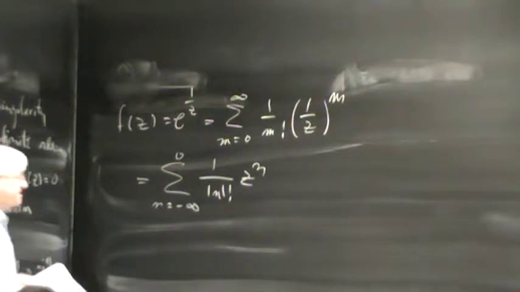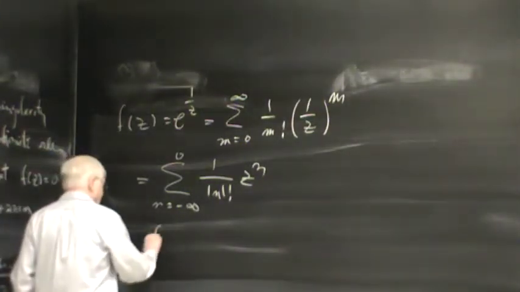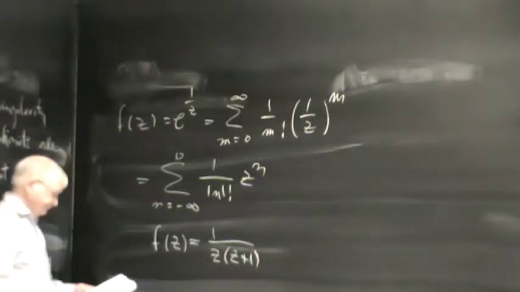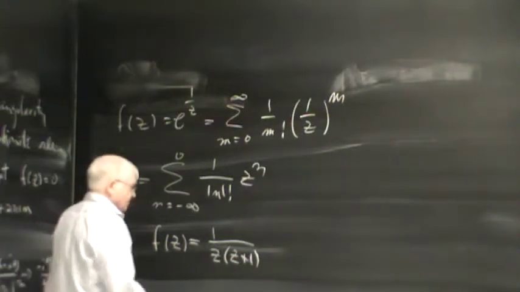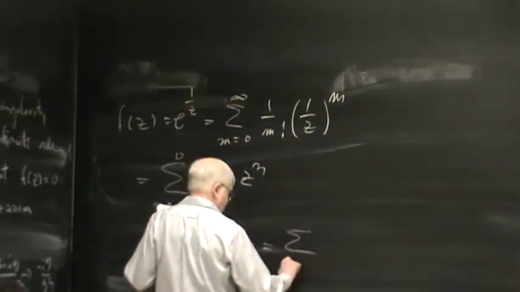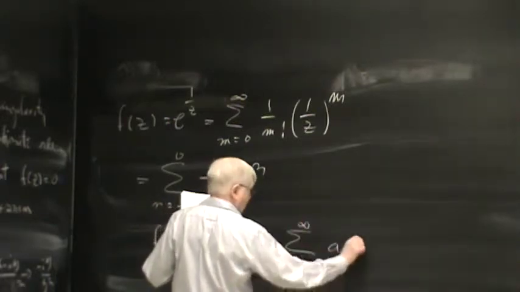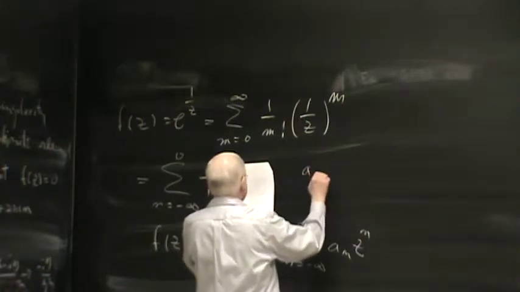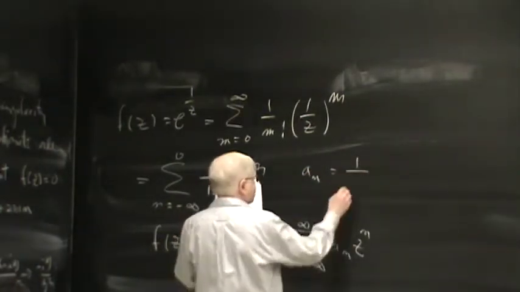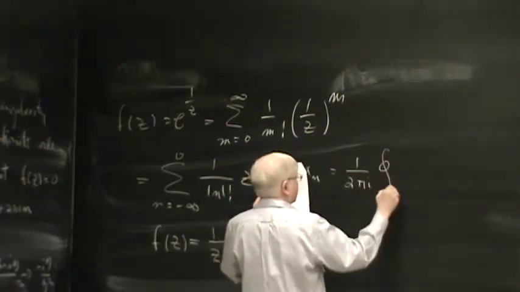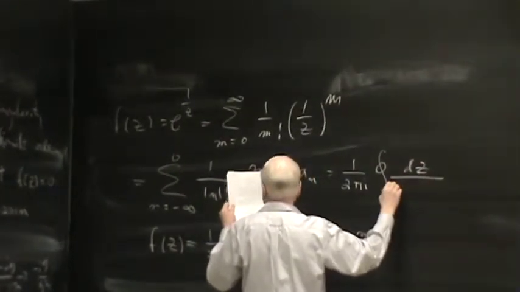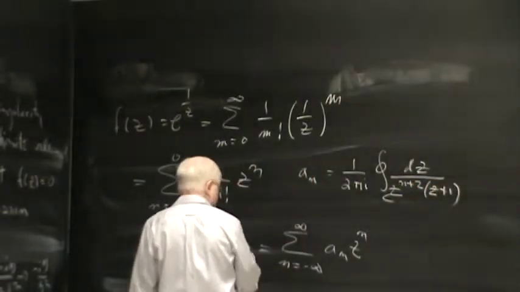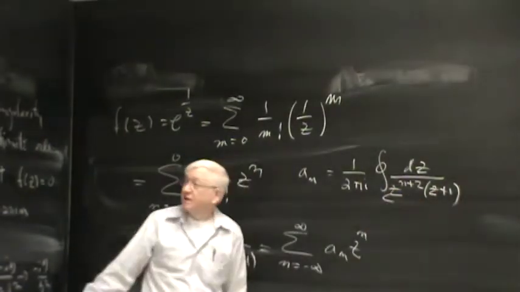All right, so let's look at a simpler case, a meromorphic function with 2 poles. So here f of z is 1 over z times z plus 1. And we'll write it down as a Laurent series, the sum from minus infinity to plus infinity of a sub n z to the n. A sub n is 1 over 2 pi i, an integral on some contour, dz over z to the n plus 2 times z plus 1. So in other words, that's f of z stuck in there, and this is z to the n plus 1.